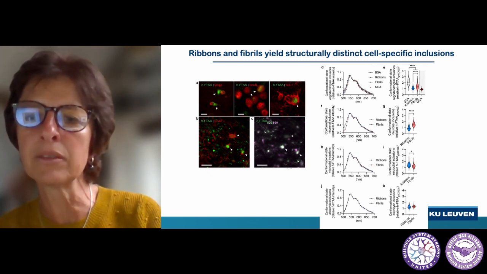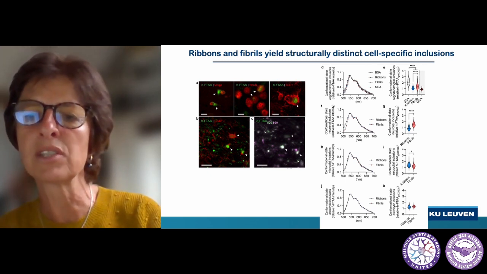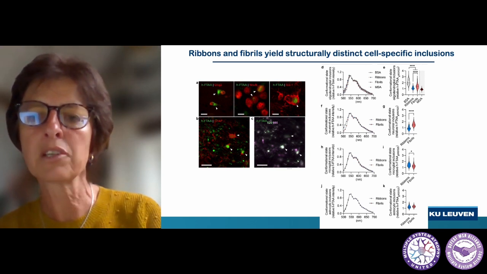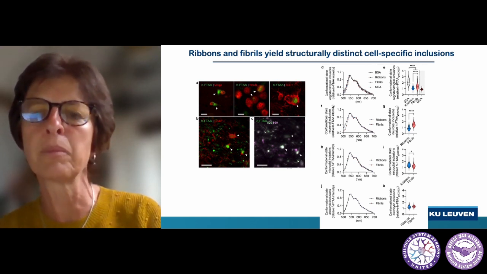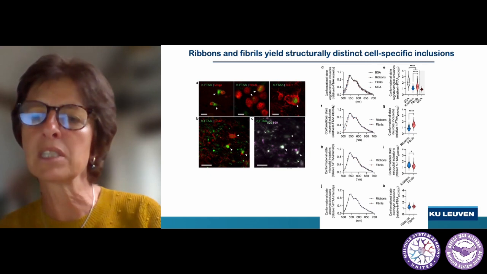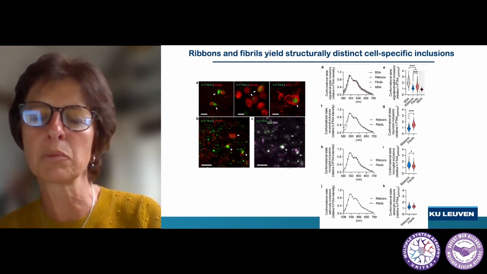What was quite interesting to see is that in the BSA condition, you have a quite large spectrum, which means that there are different conformations present. But if you inject with the strains, you see that the spectrum becomes much more narrow and much more specific, and different for the ribbons and the fibrils.